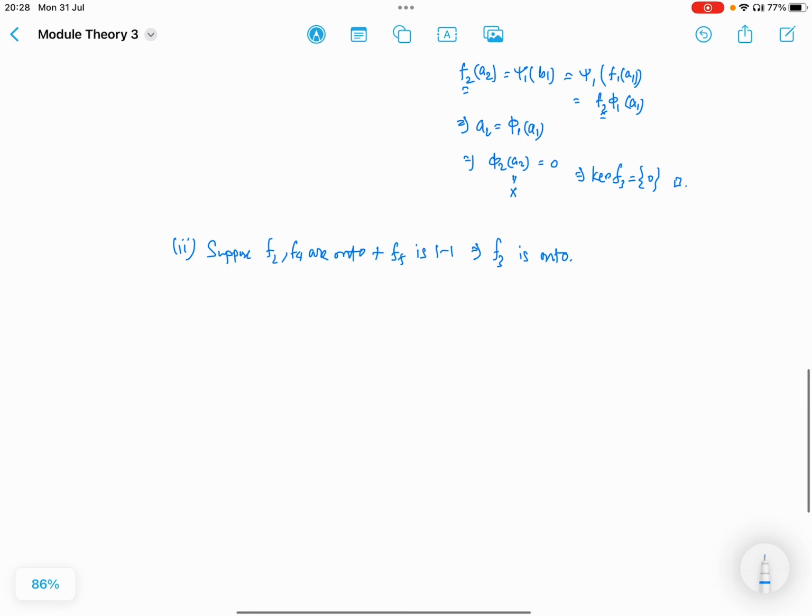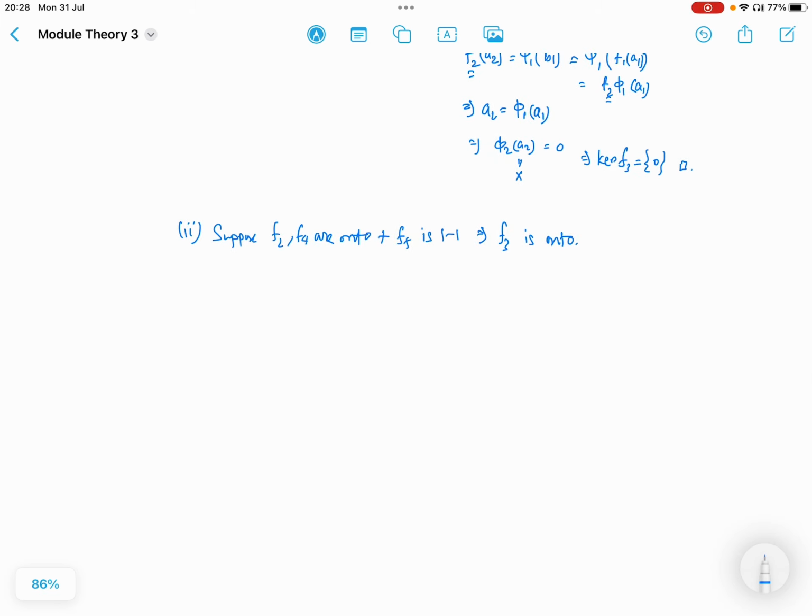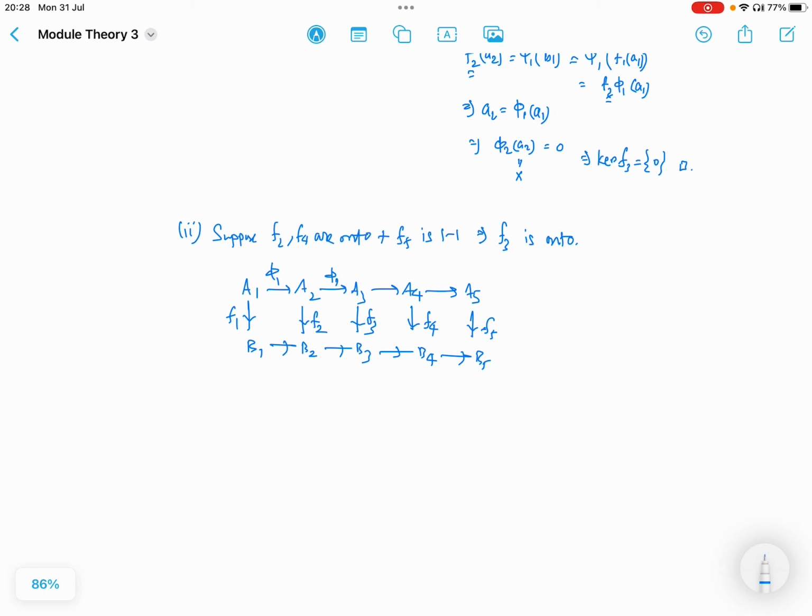Let me just draw the diagram. So here you have A1 to A2, F3, F4, F5. Here you have B1 to B2 to B3 to B4 and B5, right? So this map F5 is injective, F4 is surjective, F3 we need to prove, F2 was again surjective, and for F1 we don't need any information. And in between the maps are phi i between the Ai's and psi i between the Bi's.